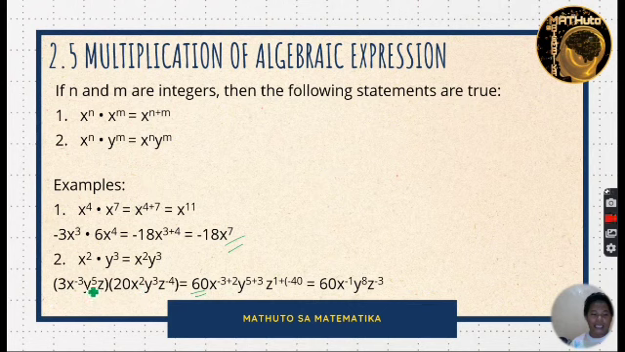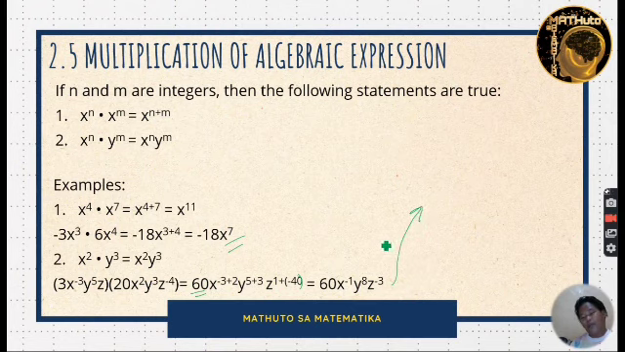For X, we are going to add negative 3 plus 2, we have negative 1. For Y, 5 plus 3 is 8. For Z, 1 here in one term and the other term is negative 4, or the exponent. So, dapat ito ay parenthesis. So, 1 plus negative 4 is negative 3.